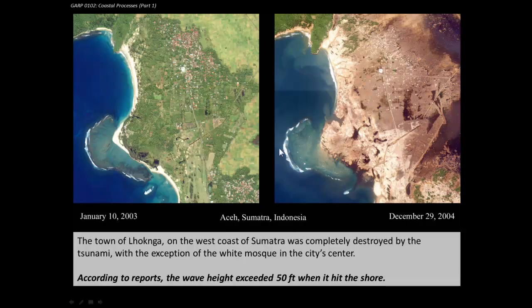A few examples of what happened here. This is Sumatra, right? Here's the picture before the tsunami came through, and then basically the entire city center of that town completely destroyed. Right? Apparently, wave height more than 50 feet when it hit.